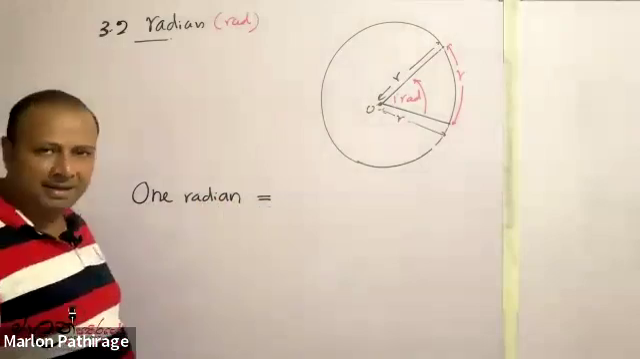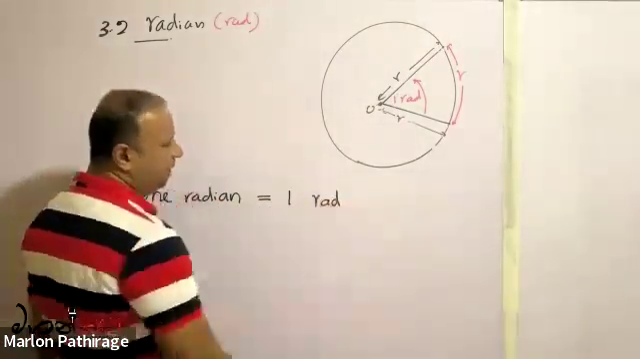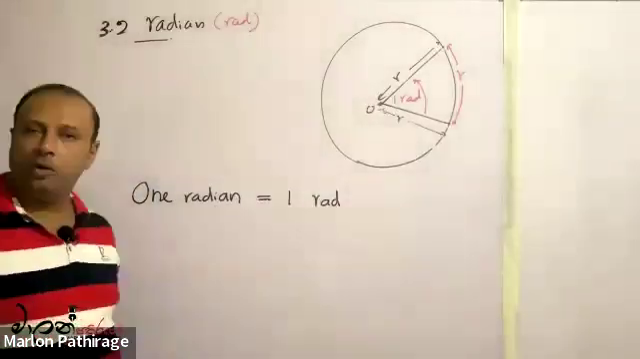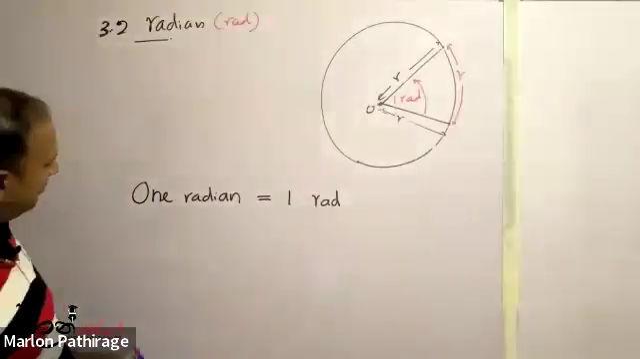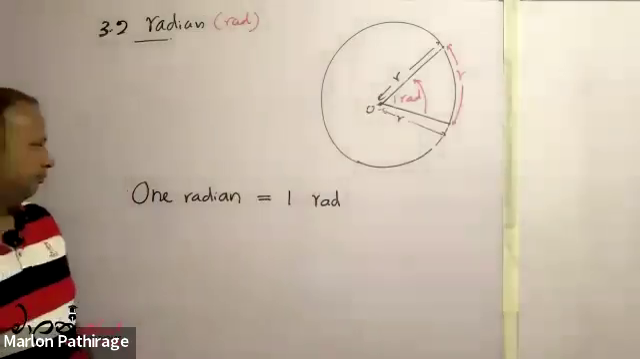The radian symbol is RAD. Now we normally write 1 radian as 1 radian is equal to 1 RAD.